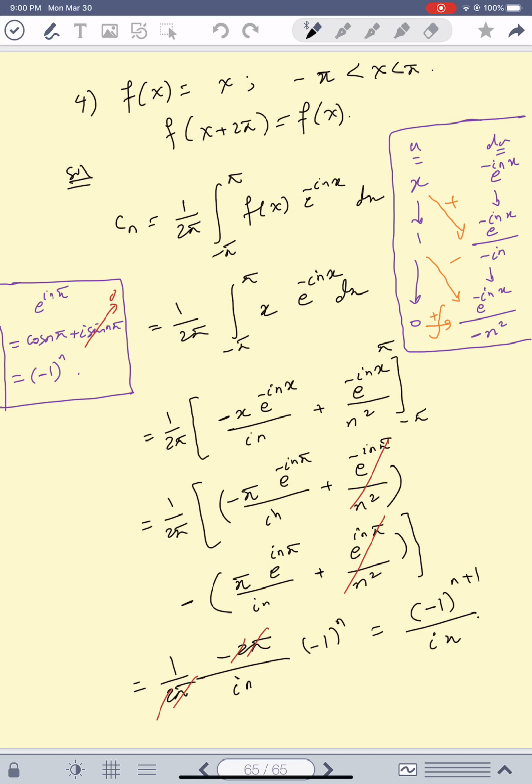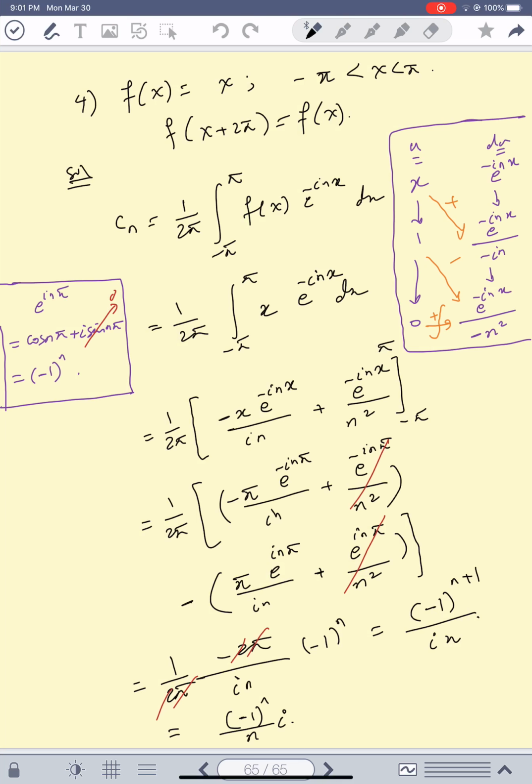I told you before that we don't like seeing the I in the denominator. We must have it up. So how do we have it up? We multiply with I over I. That gives us an extra negative sign. So the I becomes in the numerator, but then we will have negative 1 to the n over an I. This is the Fourier coefficient of the function x.